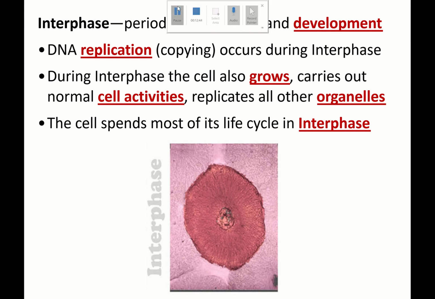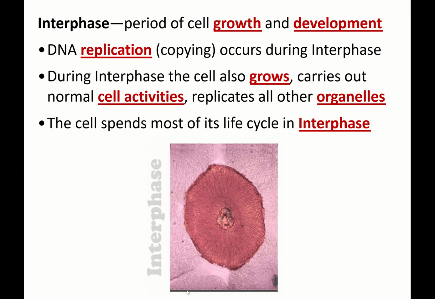So during interphase, we're going to grow and carry out our normal cell activities and replicate all of our organelles. But our cells are also going to do their DNA replication. They're going to copy their DNA. And the cell's going to spend most of its life in interphase. On average, and you might want to put this over here, 90% of a cell's time is in interphase, with only 10% saved for mitosis and cytokinesis.